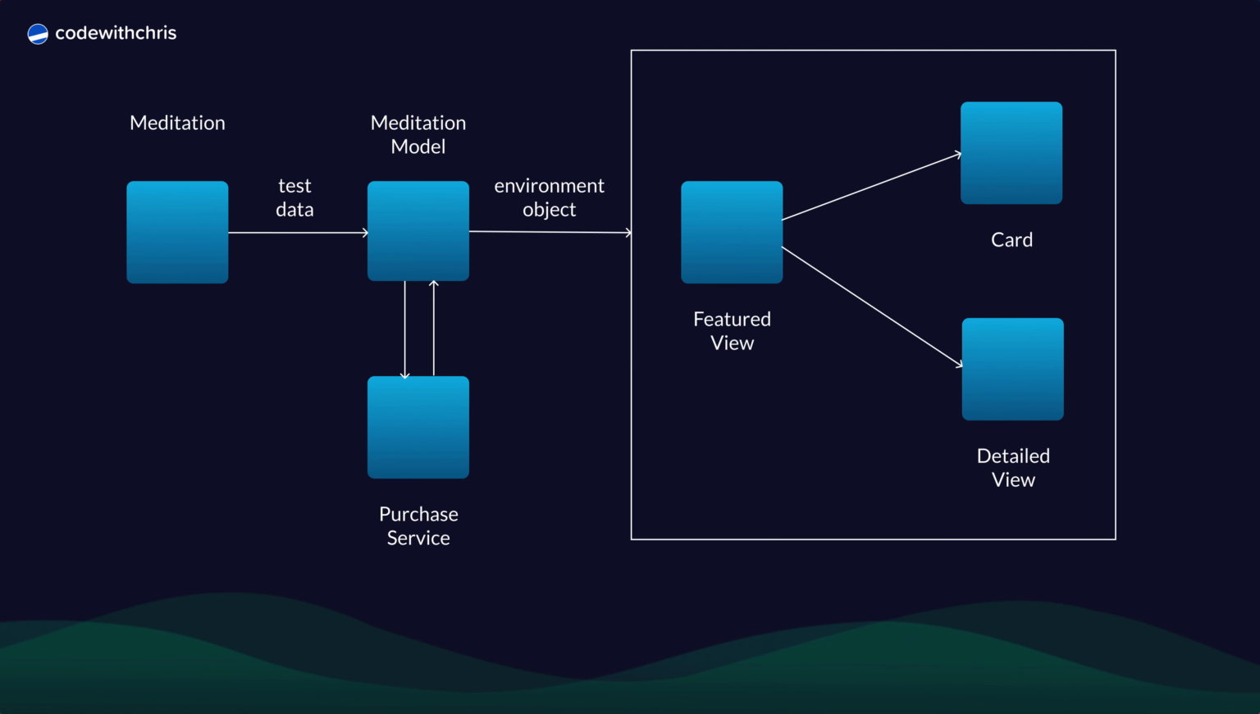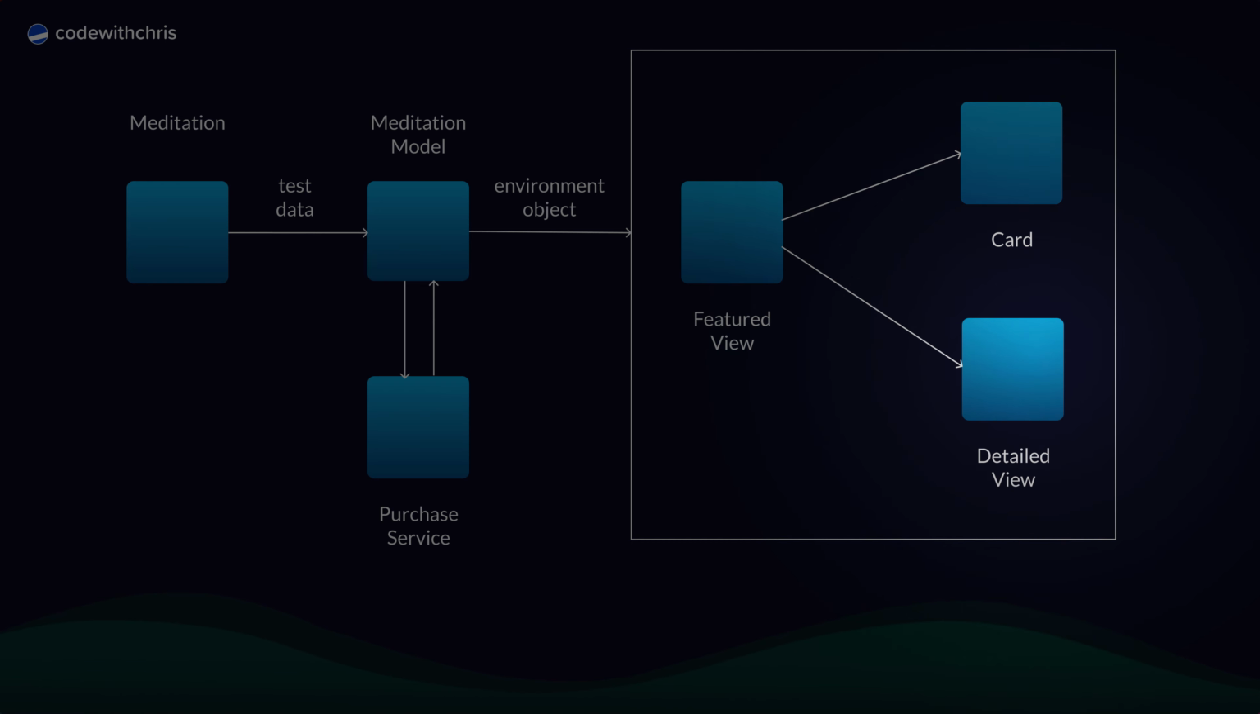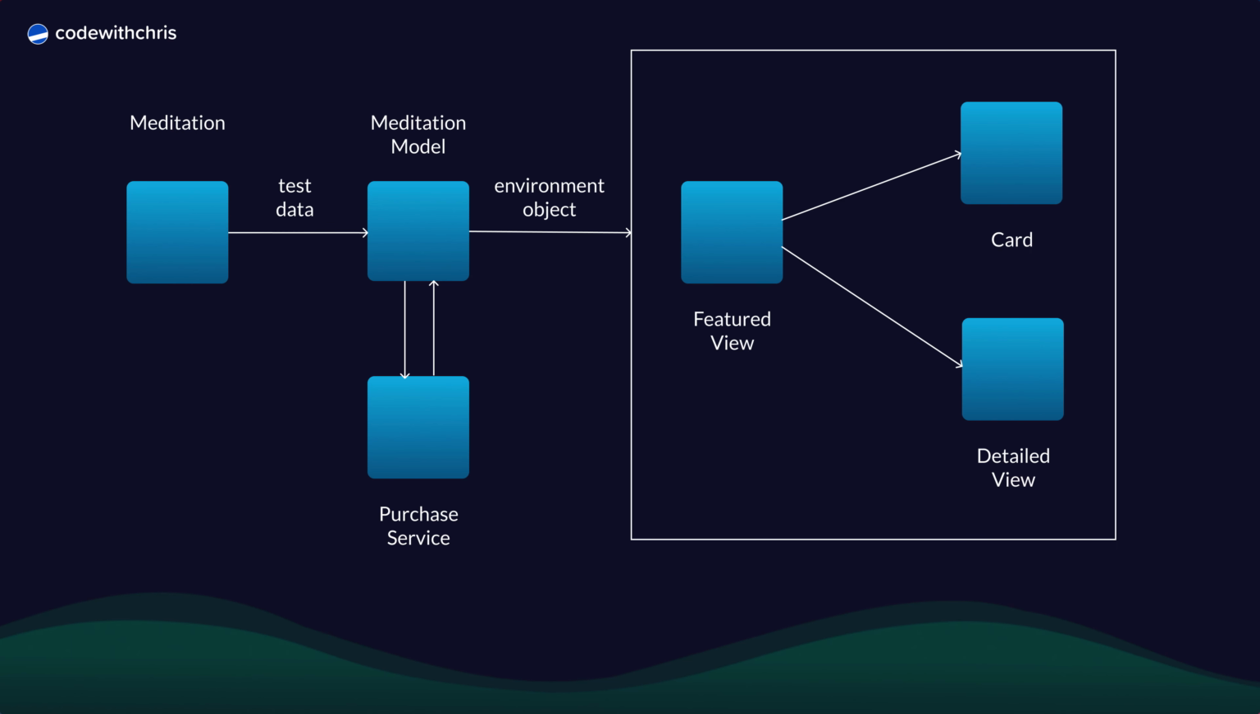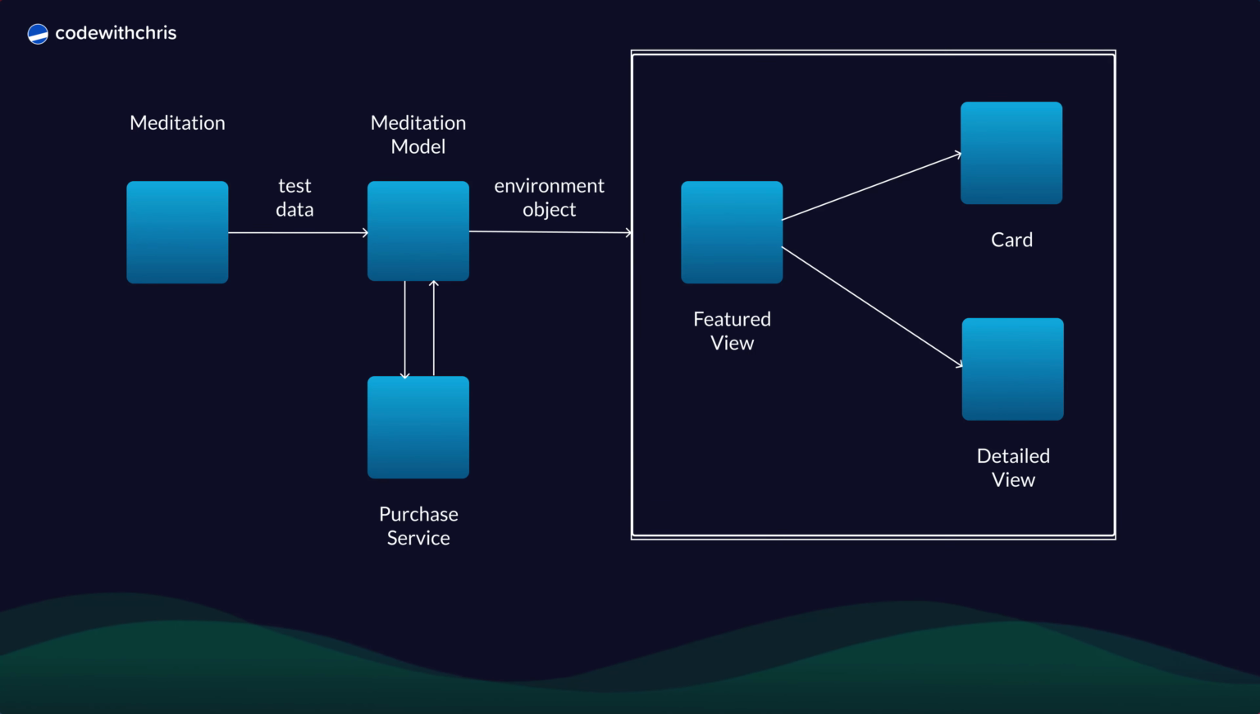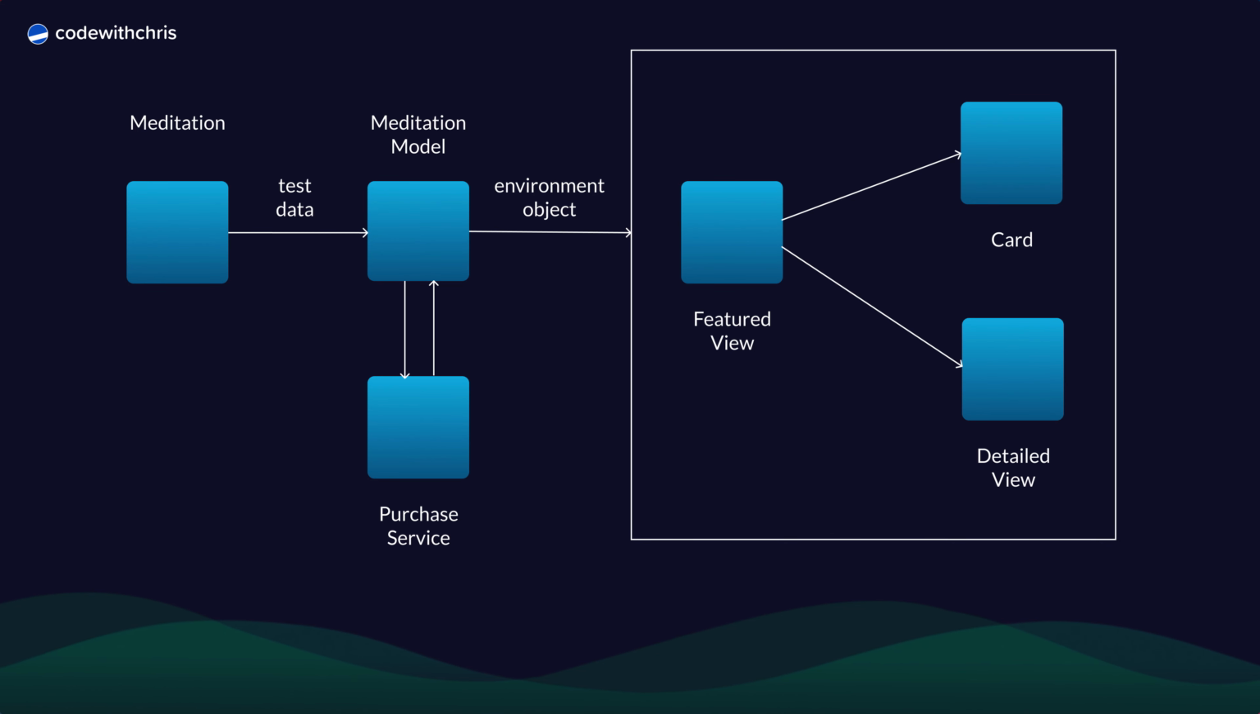Now, because the meditation model is set as an environment object, that means that any subview of the featured view, such as the card and the detailed view, also have access to that meditation model. And that's why you see that white square surrounding the featured view as well as all of its subviews, the card and the detailed view, indicating that all of those views have access to the meditation model.